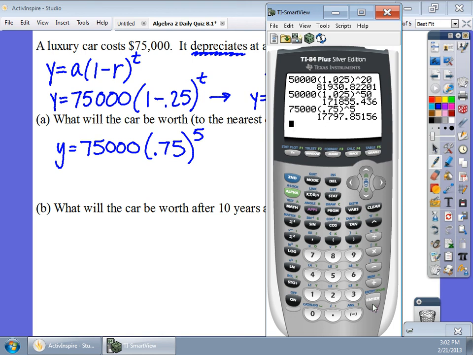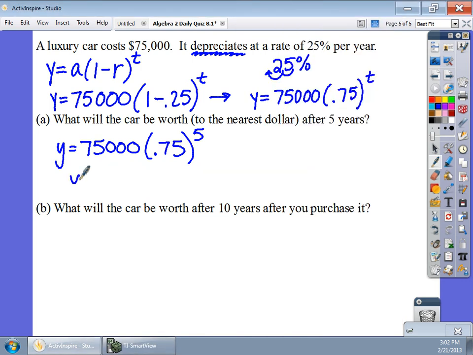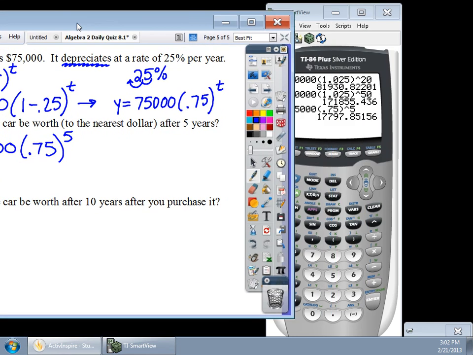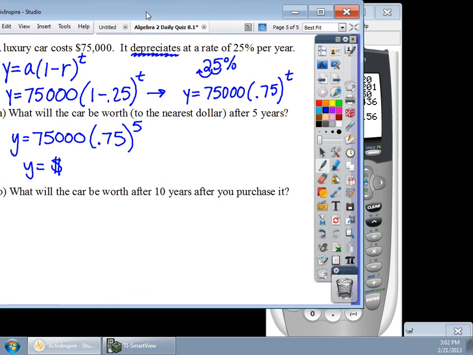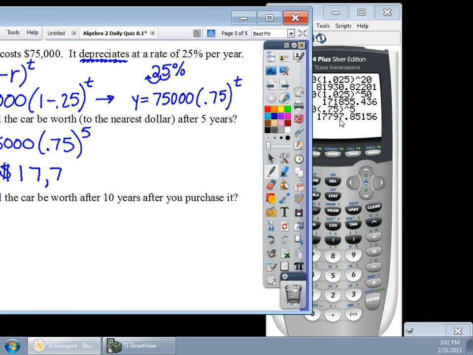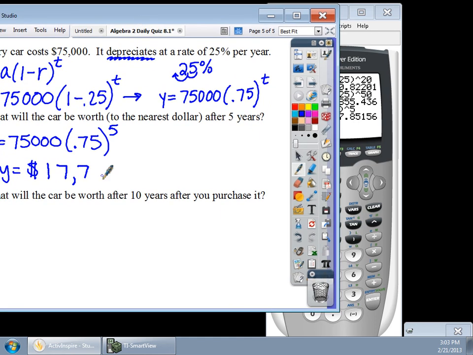And so it looks like after 5 years, the car is only worth $17,797. And I'm going to round to the nearest hundredth there. So I'm looking at the 1. I'm not rounding 85 up. So it is worth, and I'm going to use dollars here, $17,797. Oh, I'm sorry, it says to the nearest dollar. So I'm looking back here, actually at the 8, and I'm going to round that 7 up. $17,798.